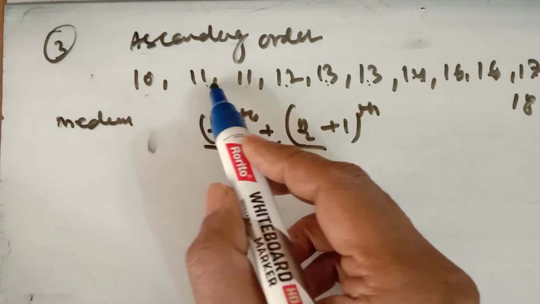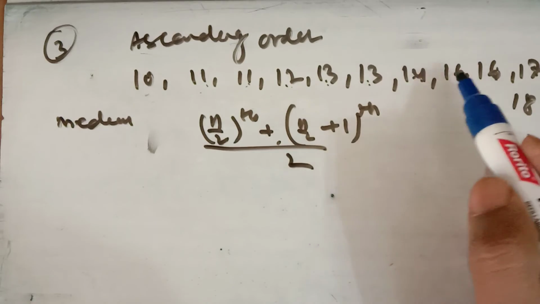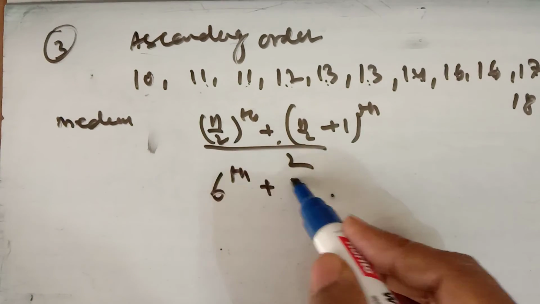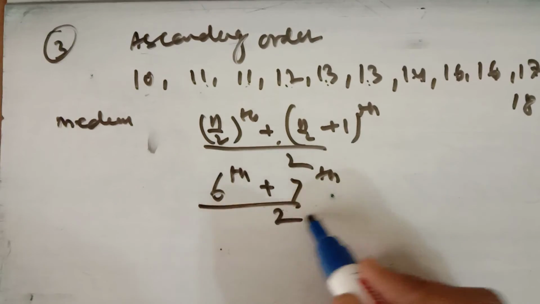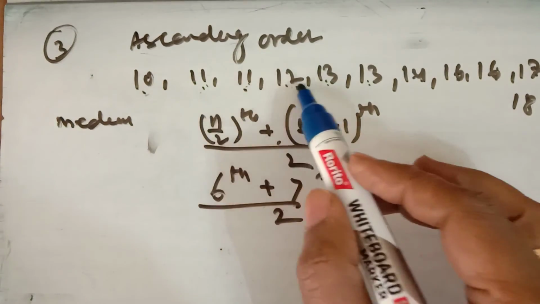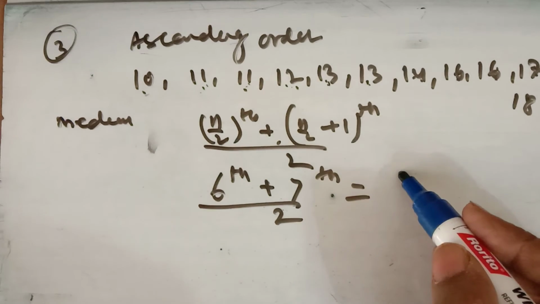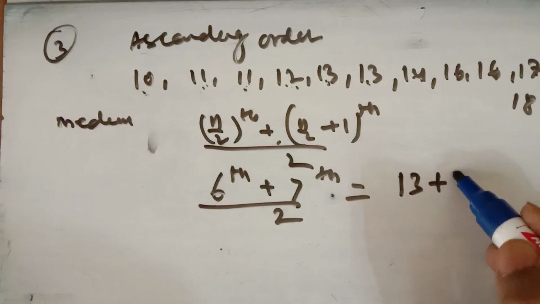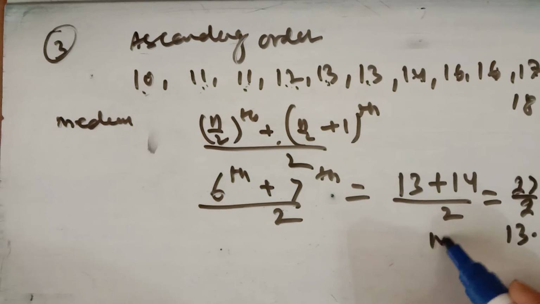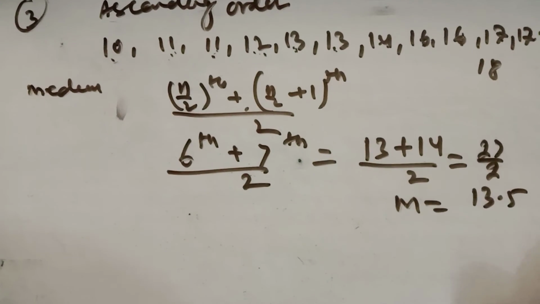So how many terms? 1, 2, 3, 4, 5, 6, 7, 8, 9, 10, 11, 12. So 12 upon 2, that is the 6th term, and the 7th term, upon 2 is the median. So the 6th term is 13 and the 7th term is 14, divided by 2. So it is coming out to be 27 upon 2, that is 13.5, which is the median of this data.